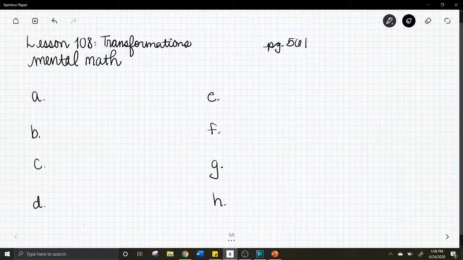All right, welcome to lesson 108, transformation. So this is going to be entirely new to you. I'm really excited to jump in here and show you different types of transformations and what that even means. But first, to start off, we're going to do mental math. So that's going to start on page 561. So make sure that you're there and that you're following along.